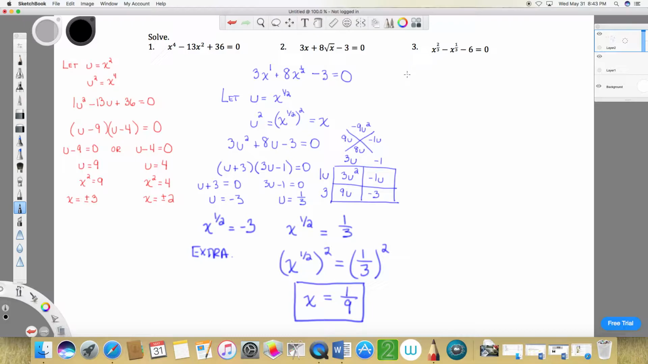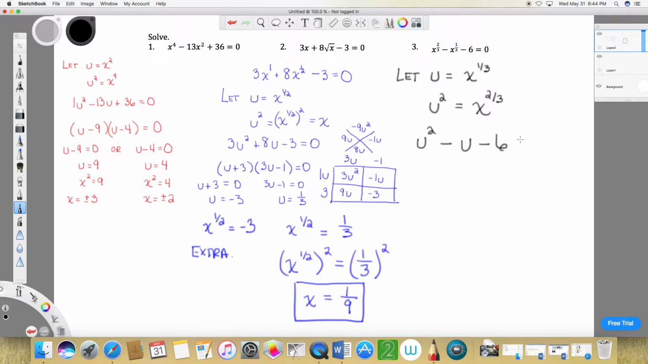All right, so again, I want to do a change of variable. My middle term there is x to the 1/3 power, so I'm going to let u equal x to the 1/3 power. And if I square both sides of this equation, then I'll have u squared is equal to x. And remember, a power raised to a power, you multiply the exponents. 1/3 times 2 is 2/3. So this first term, x to the 2/3, is replaced with u squared. And this middle term, x to the 1/3 power, is replaced with u.